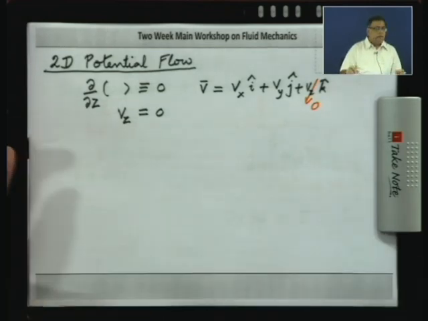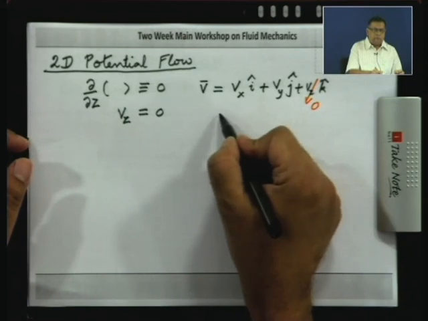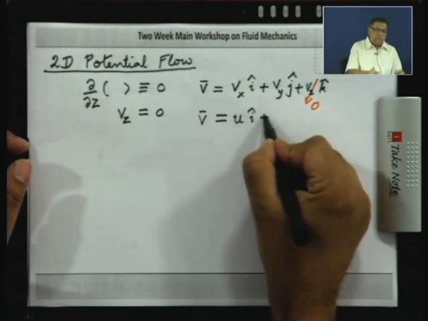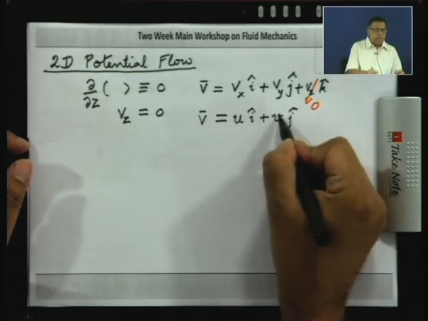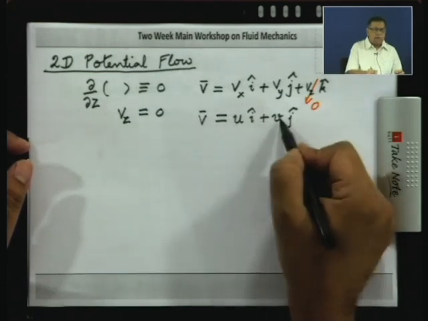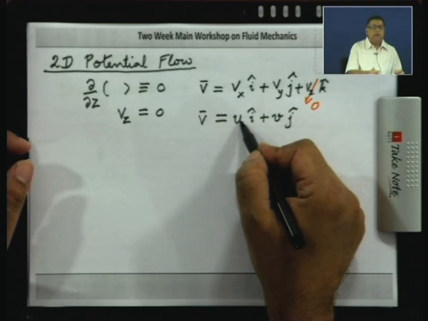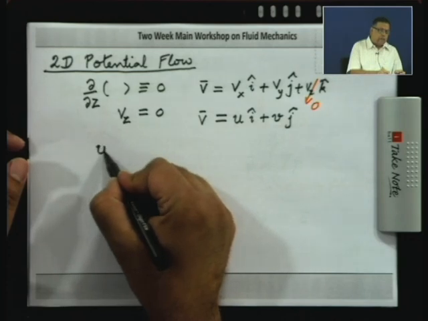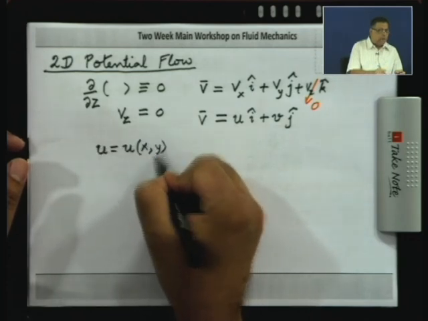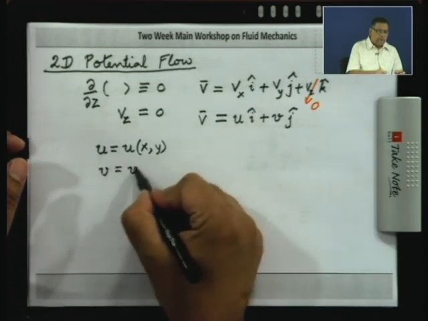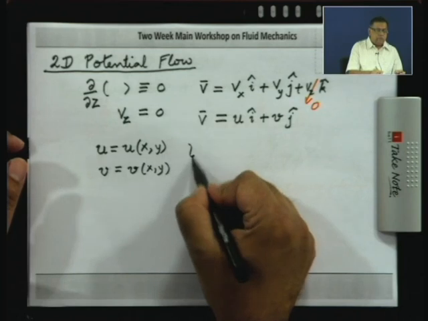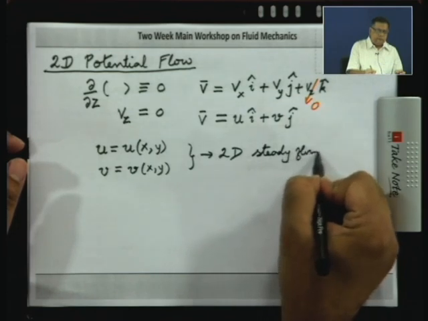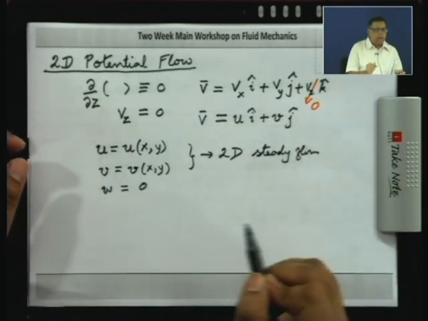Now, we will switch over to another notation because writing subscripts is a cumbersome way of dealing with things. So, we will write V as u i plus v j, where this v should not be confused with this vector V. This v is the y component of the velocity and this u is the x component of velocity. Now, if it is 2D and steady, then u will be a function of x and y only, and v will be a function of x and y only. So, this is for 2D steady flows, and w is 0 at all points.